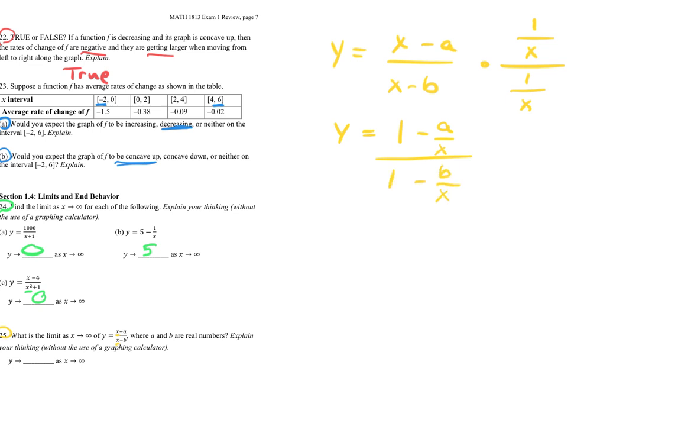So if we take the limit of this as x goes to infinity, a over x is just going to be 0, right? Because a is just some number. It's not going to be growing, just like how x would be going towards infinity. And the same thing goes for b. So whenever we apply our limit, this is just going to be 1 minus 0 over 1 minus 0. So our answer is just going to be 1.